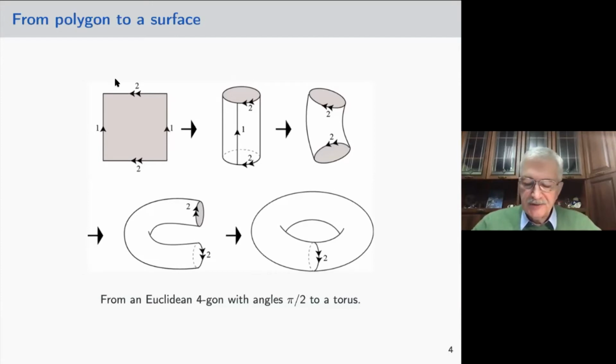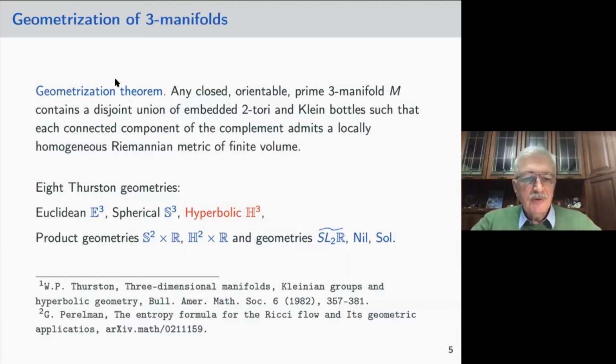So why is it interesting? Maybe first I just recall something about the very famous geometrization conjecture, but now this is a geometric theorem. The conjecture was posed by Thurston, and the geometrization conjecture states that any closed orientable prime three-manifold contains a disjoint union of embedded two-tori or Klein bottles, such that each connected component of the complement admits a locally homogeneous Riemannian metric of finite volume. So, briefly speaking, we can cut our three-dimensional manifolds into geometrical pieces.